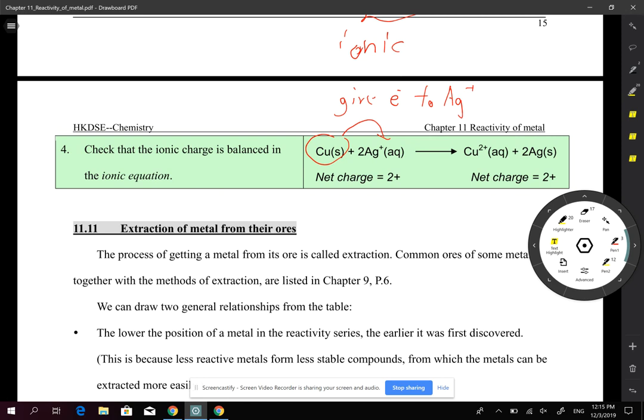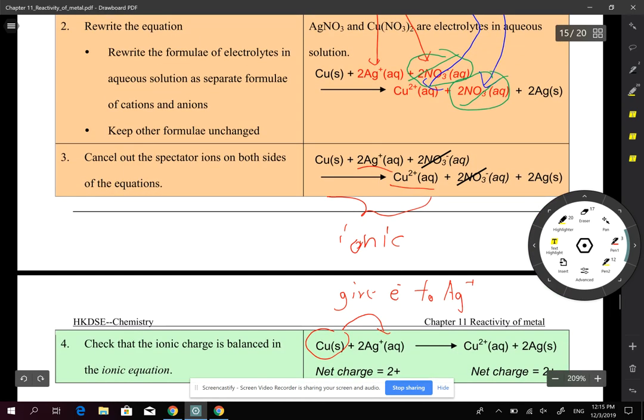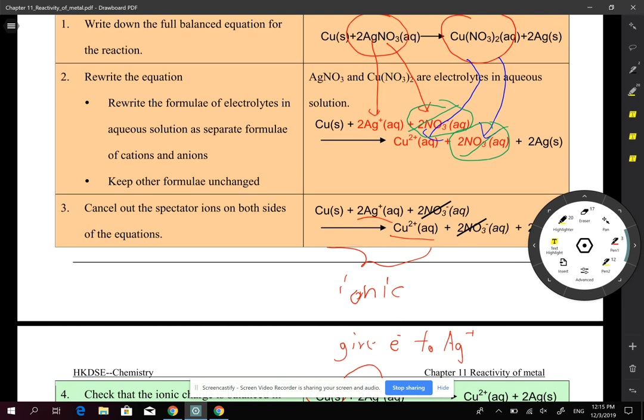Okay, try to rewrite the 2 displacement reactions into ionic equations. You can use the method taught in the notes, or if you understand the concept of displacement reactions, you can directly write down the ionic equations.